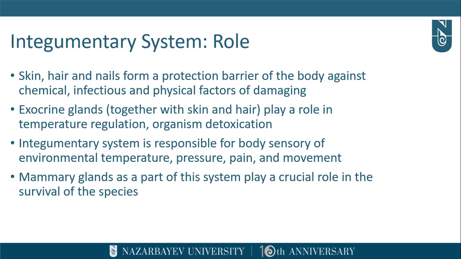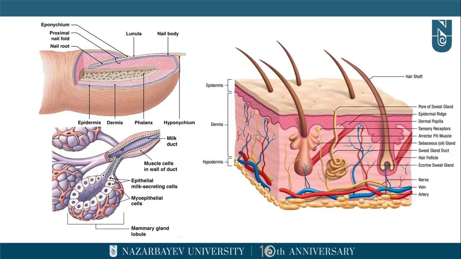So the integumentary system is also highly innervated, meaning that it has sensory receptors for temperature, pain, touch, movement. So it's highly linked to the neural part. And mammary glands in mammals play a big role for the survival of the species, and they are also a type of exocrine glands. So some pictures to show you.